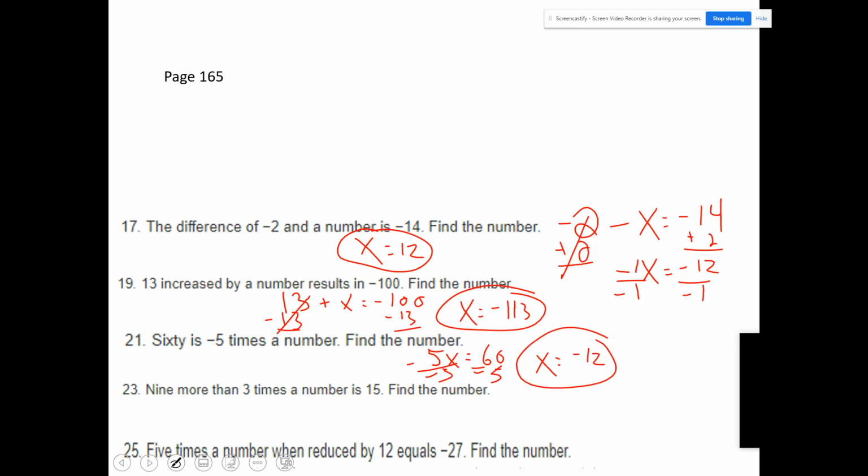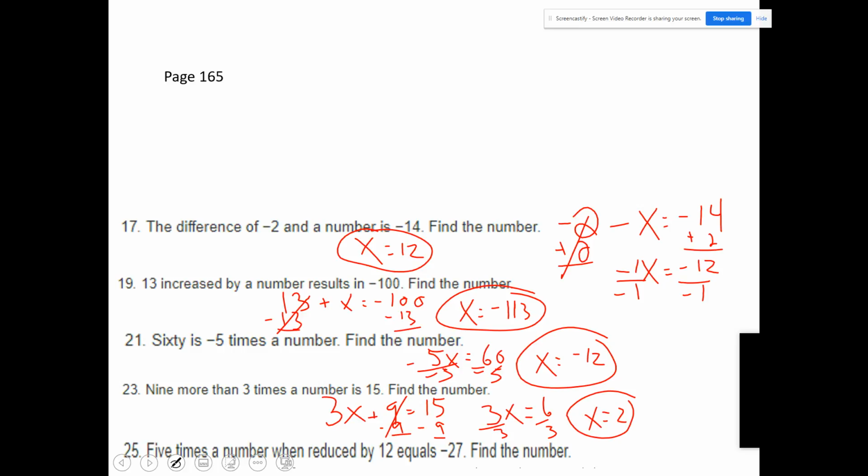Okay, for 23, 9 more than 3 times a number is 15. So 3 times a number, 9 more, equals 15. Okay, so we got to do minus 9 on both sides. And we're going to get 3x equals 6. Divide by 3. We get x equals 2.